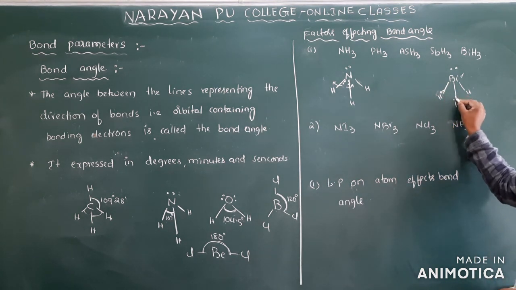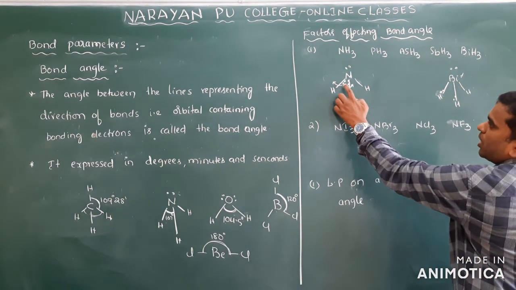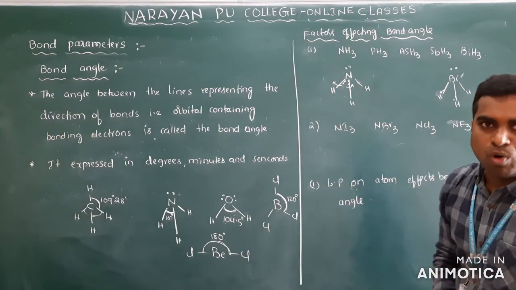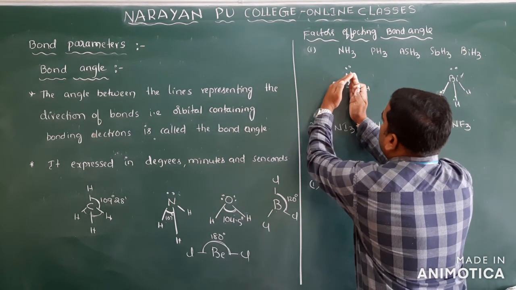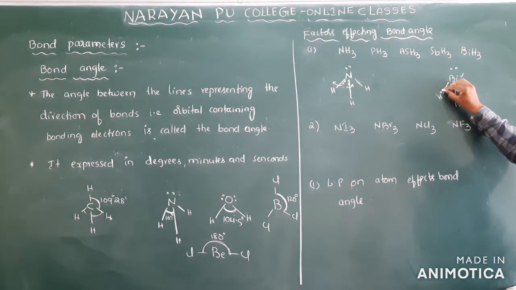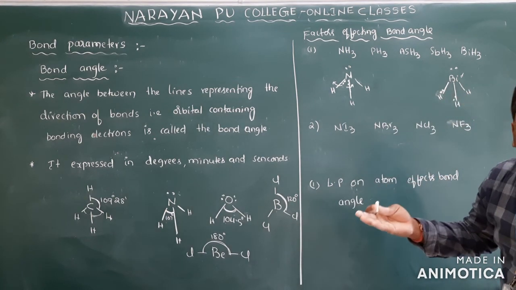Then what will happen? You see, in NH3 the bond pair electrons are close to each other, but here the bond pair electrons are away from each other. When they are close to each other, repulsions will be more. To avoid the repulsions, these two bonds will move away from each other, and bond angle increases. But here, in this case, the distance between the bond pairs is large.